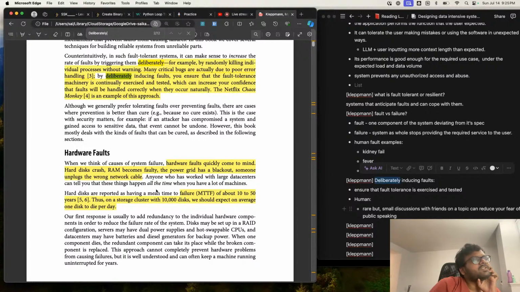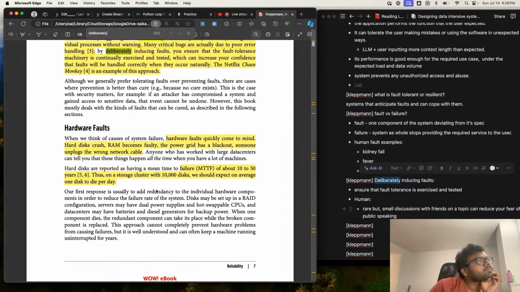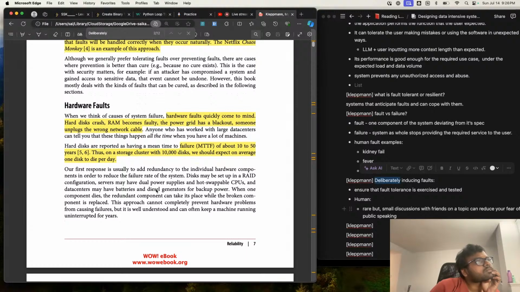Whenever I think of system failure, hardware faults quickly come to mind. Hard disk crash, RAM becomes faulty, power grid has a blackout, someone unplugs the wrong cable. On a storage cluster with 10,000 disks, the first response is usually to add redundancy.